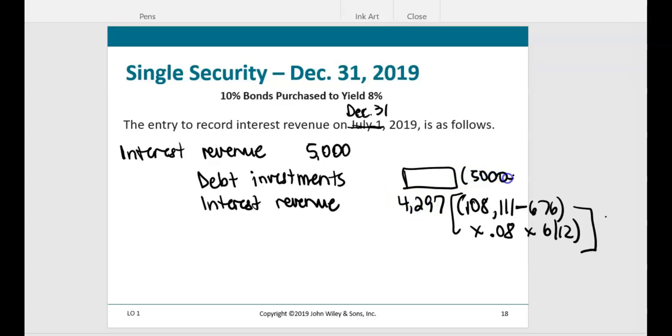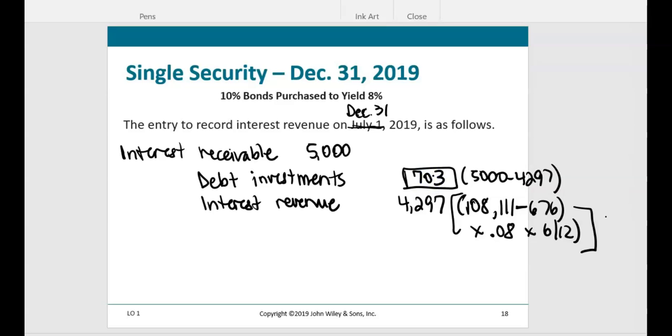And the difference between our interest, sorry, this should not say interest revenue. This should say interest receivable. We decreased debt investments by 703.